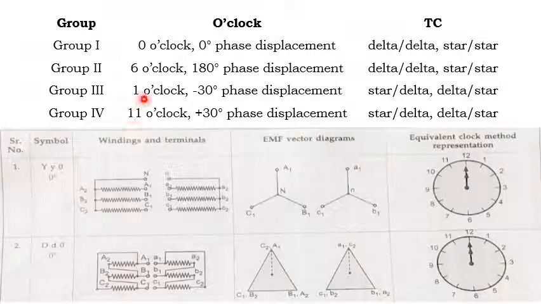And group 3 is also there. This is 1 o'clock, so minus 30 degree phase displacement. What is the transformer connection here? That is star delta, delta star, that is Y delta, delta Y. So this is capital Y, small d, then capital D, small y. Small we can represent in terms of what?